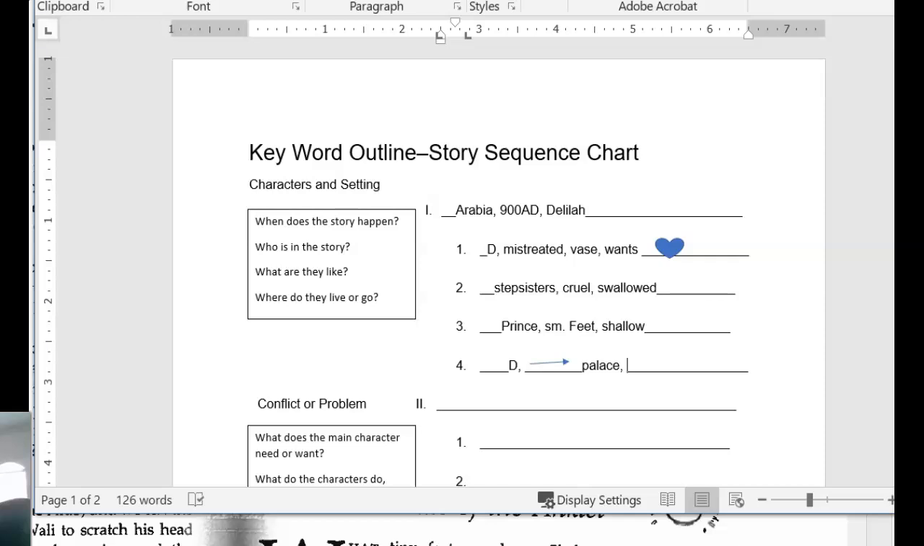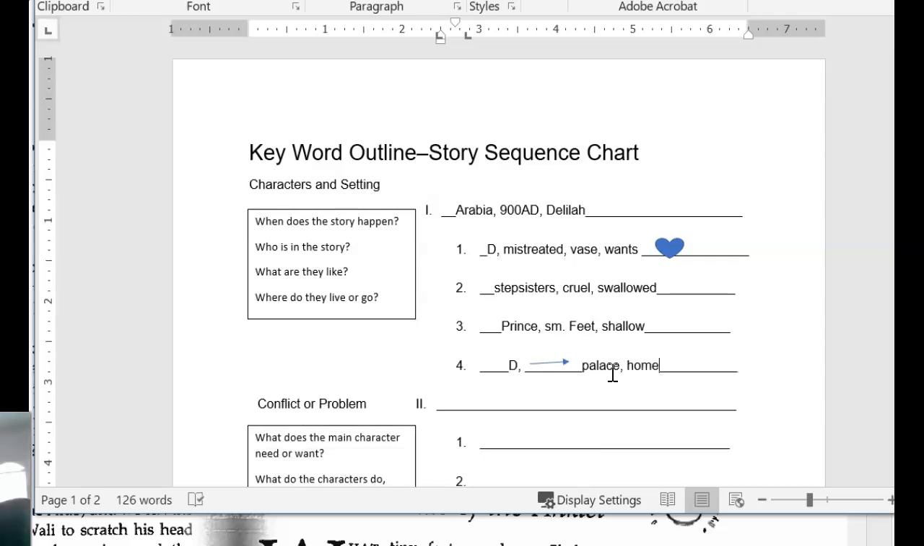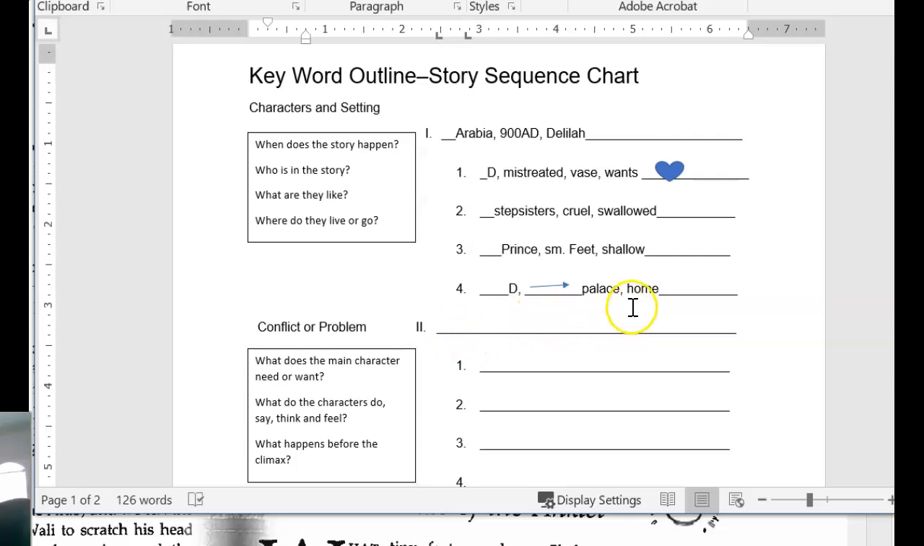And then what happens? Right, after the palace, she runs home. So that kind of covers what happens up until our main climax. When we're looking at conflict and problem and climax, I like to just look ahead and identify what is the climax. So what is the point of no return in this story?